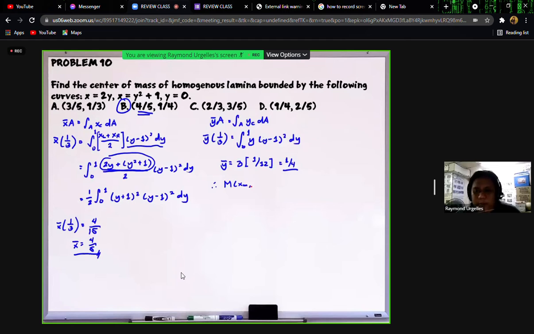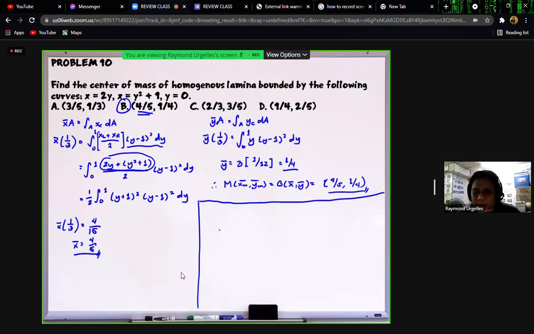So therefore, the center of mass, let me call it M. So again, this is x sub M, y sub M. Since this is a homogeneous lamina, this is just equal to the centroid, x bar, y bar. Right? So this is equivalent to, okay, 4/5, 1/4. Okay? Any questions?